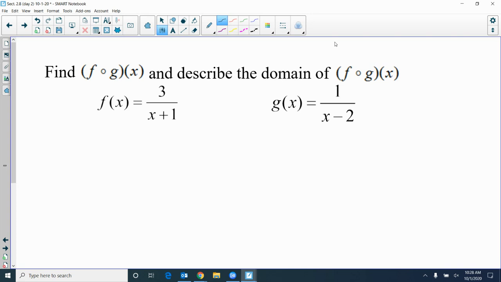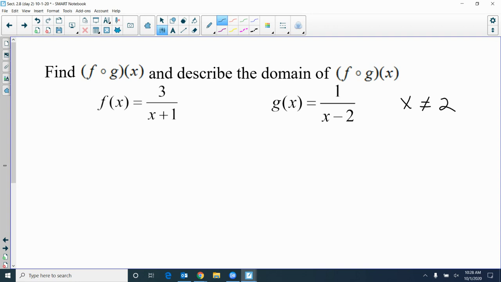What can't we plug into g of x? What number would make that undefined? It would be a 2. So I'm going to write this down now because that's going to play a part in our domain. Because in order to plug it into f of x, I have to get an answer for g of x. So if I tried to plug in 2, I'd get undefined, and I can't plug that into the other function. Okay? So just right now, just worry about that first one.